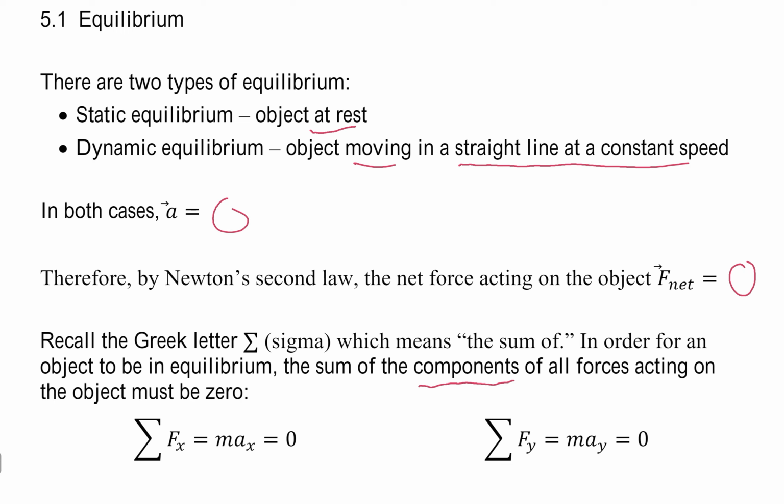Okay? So we have the sum of the forces in the x direction equals m times the acceleration in the x direction. And if I'm going to be in equilibrium, then that's going to equal 0 because the net force equals 0. Okay? And then if I have the sum of the forces in the y direction and add all those together, then they're going to equal the mass times the acceleration in the y direction. But there's no acceleration in the y direction either because the net force is going to equal 0.